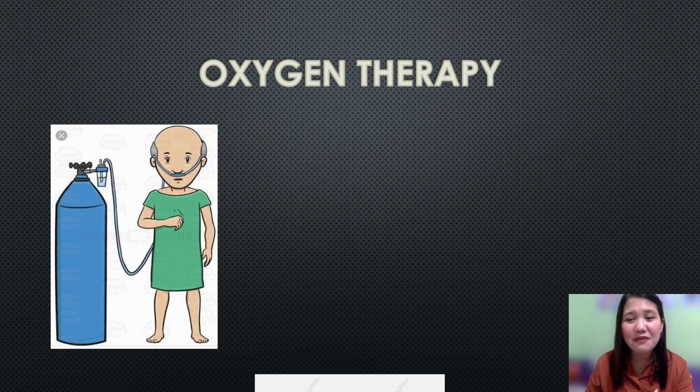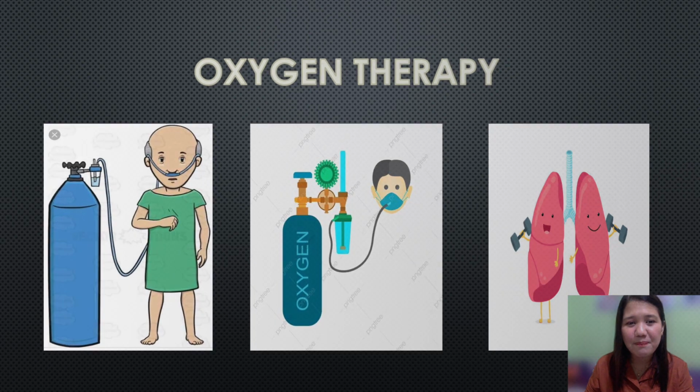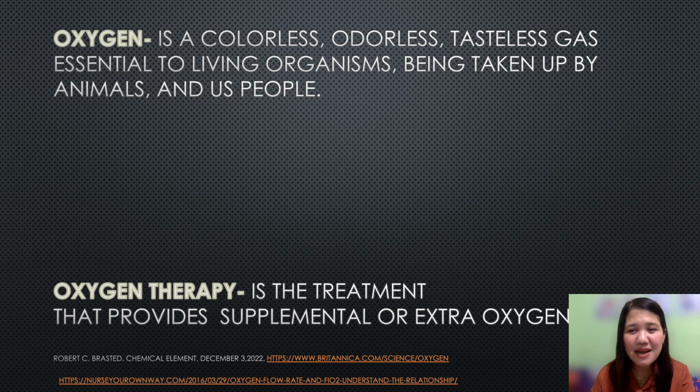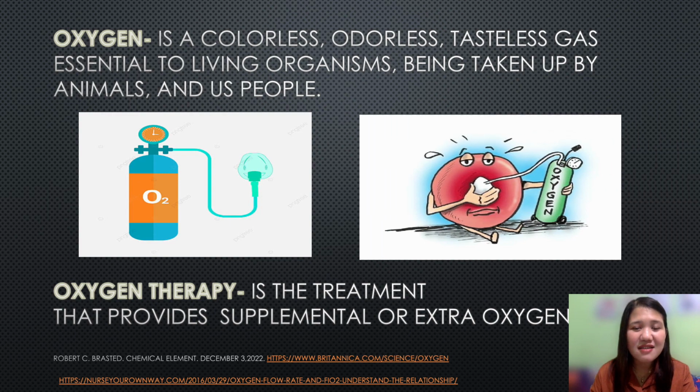First, we need to know the definition of oxygen and the indications of giving oxygen therapy. Oxygen is a colorless, tasteless gas essential to a living organism, being taken up by animals and us people. And oxygen therapy is a treatment that provides supplemental or extra oxygen. If the blood has low levels of oxygen, it cannot deliver enough oxygen to the organs and tissues. This can damage the heart, the brain, as well as the other vital organs in the body, which could be fatal if not treated.